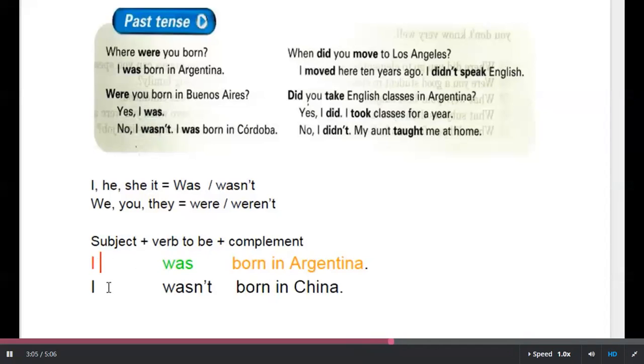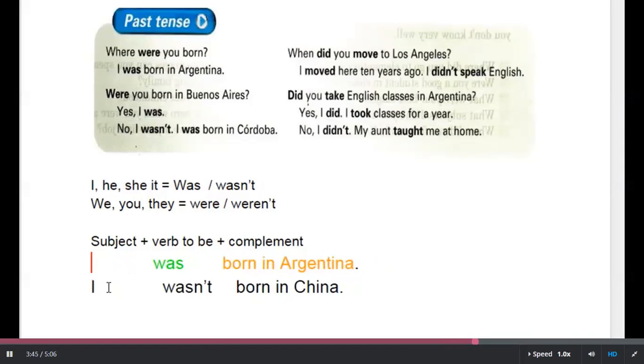So I mentioned that the subject, we can change that to any subject that we would like. So for example, we could say he was born in Argentina. We could say she was born in Argentina. And also, I quickly want you to learn that you may also use names here. So for example, you may say Peter was born in Argentina, right? Mary was born in Argentina, and so on and so forth. And of course, if we want to make negative statements, then we would say something like this. He wasn't born in China, right? I was born in Argentina. I wasn't born in China.